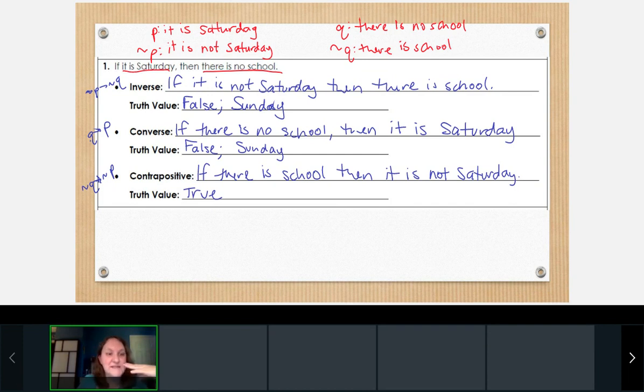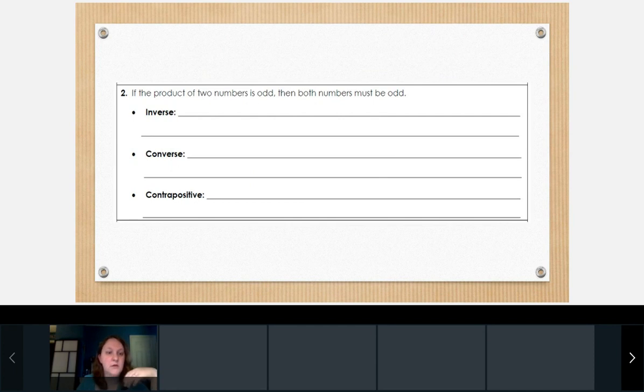Okay, so the goal from this slide is, can you identify the P, the Q, the not P, the not Q, and can you write the inverse, converse, contrapositive based on the symbols that we just learned? Okay, that's the goal. Go ahead and try number 2. Identify your P, your Q, your not P, your not Q. If it helps you to write them down, definitely do that. If you can do it without writing it down, that's fine with me. I don't care, as long as you get them right. Write your inverse, converse, contrapositive. Let's do like 4 minutes on this, and then we'll go over it.